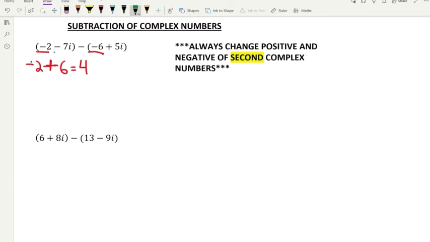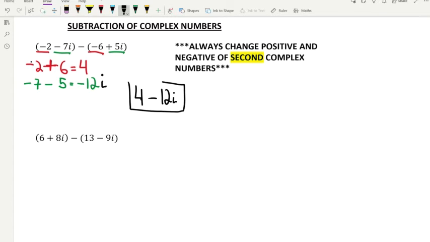We can also do the imaginary part, -7i and 5i. So -7 minus +5, which is going to give us -12. And don't forget about your i. There we go. Now we have 4 minus 12i. Okay? And there is our answer.